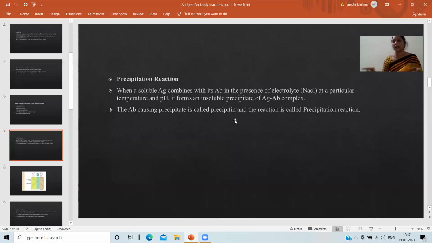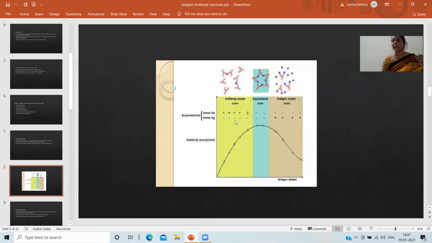Then you have to draw a graph of the quantity of the antibody precipitate against the increasing amount of antigen. So you have to draw a graph taking increasing amount of antigen on the x-axis and precipitate on the y-axis. Now you see that if the antigen and antibody concentrations are not appropriate, the precipitate formed will not be apt.